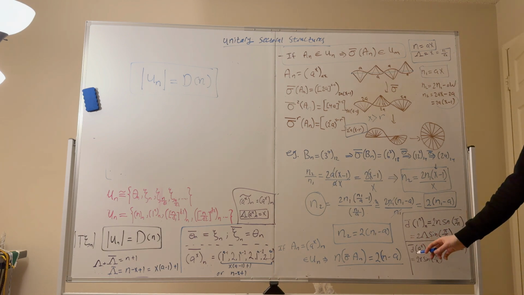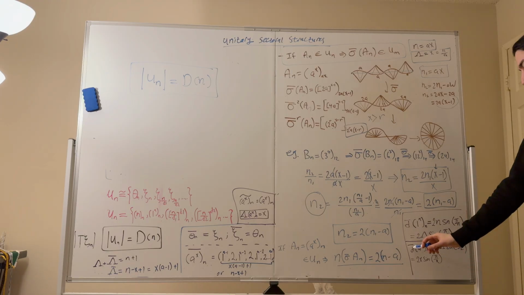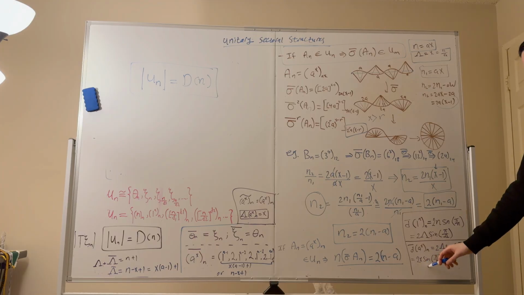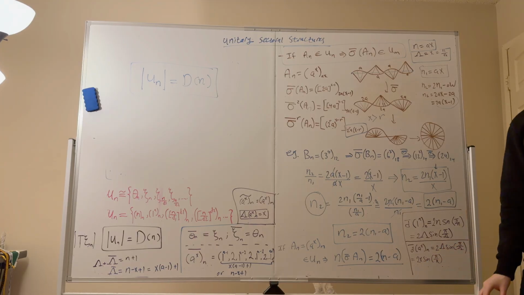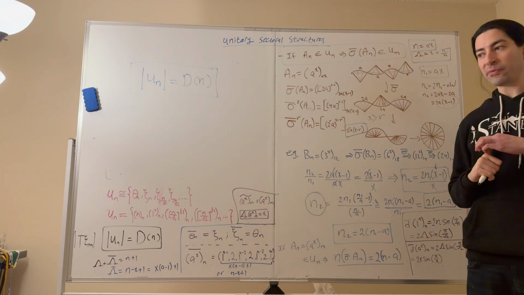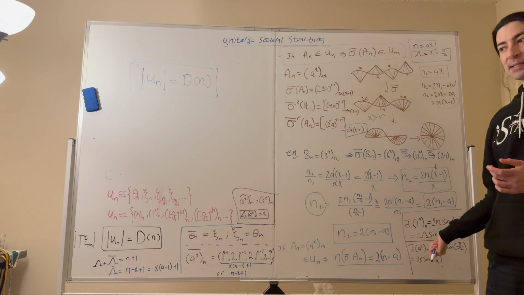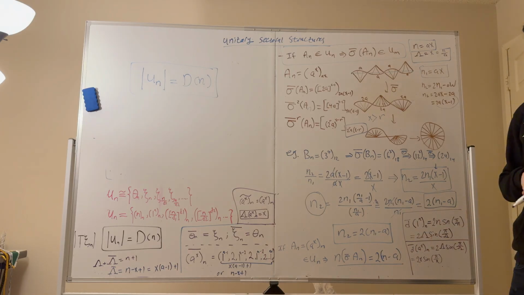So if we have a unitary structure a to the x subscript n, then the diagonal is simply 2x sine pi over x. And again, this is because it is isomorphic to a xi structure, and this is how we calculate the diagonal of the xi structure.